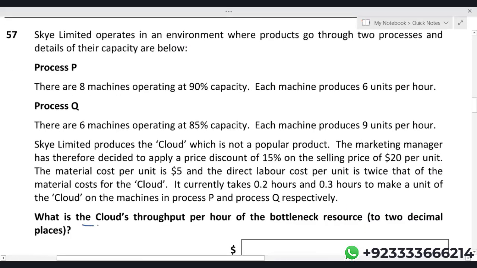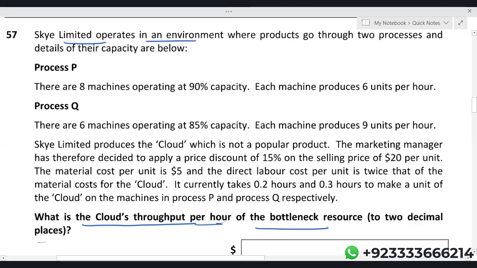What is the throughput per hour of the bottleneck resource to 2 decimal places? Simply, return per factory hour we need to calculate. Okay.